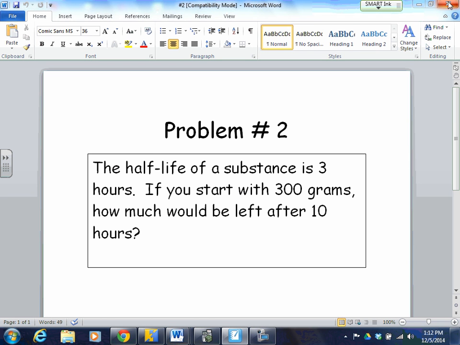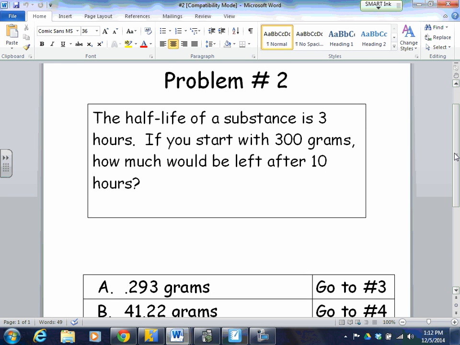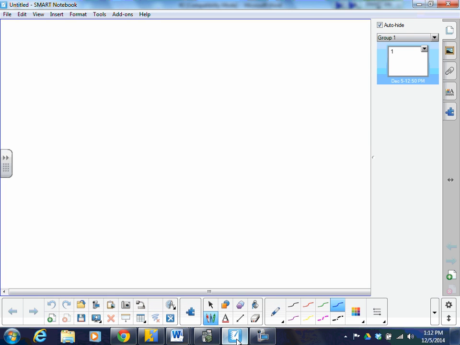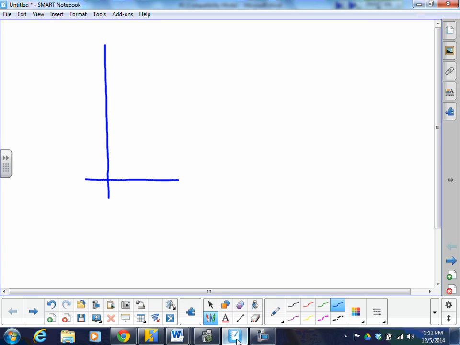All right, number 2, half-life problem. Okay, good. So this one's a little bit tricky until you see it, I think. So the half-life's 3 hours, right? So let's say the half-life is 3 hours. So every 3 hours, half of the amount of the substance is decaying or dying off.